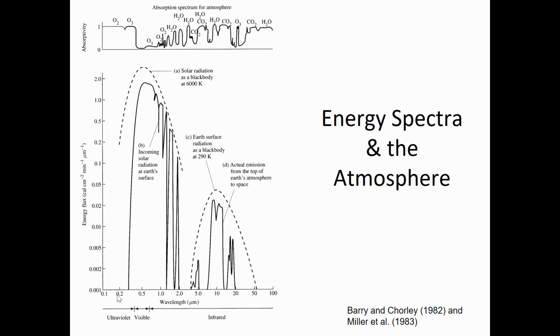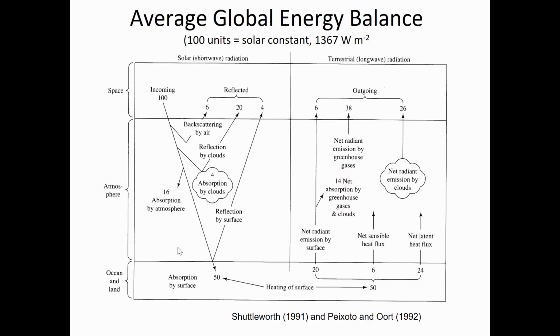There is a lot of lower wavelength ultraviolet light and infrared that is filtered by the atmosphere, but there's this band of very low absorptivity that allows the incoming visible radiation to come into the Earth's atmosphere.